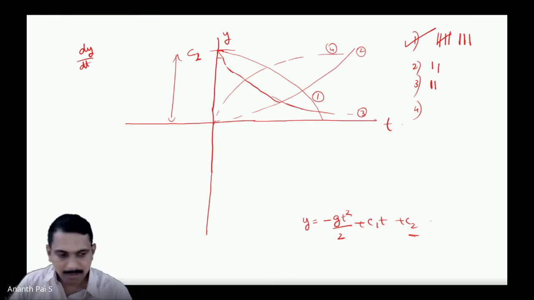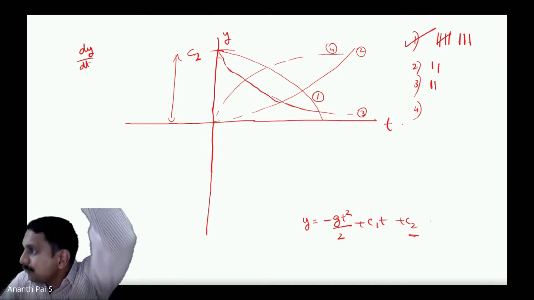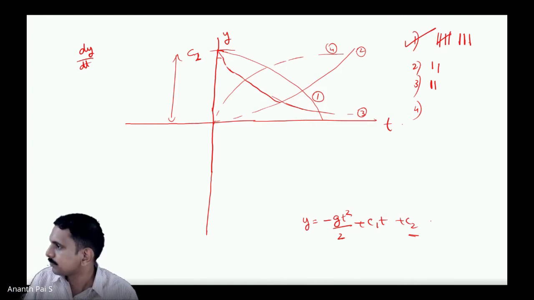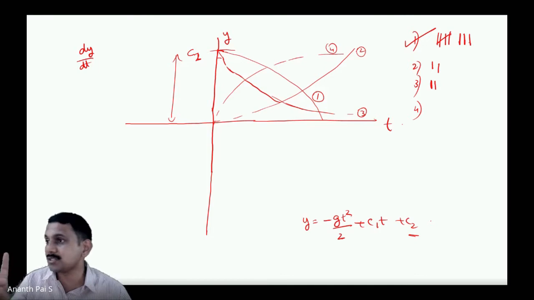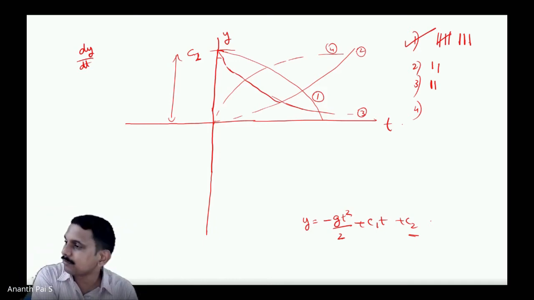This is the object which is left from rest, then dy by dt is initially 0. What is 0? The slope of that curve. Where does it start from? Two things: one is position, one is velocity. And the curve is parabolic.